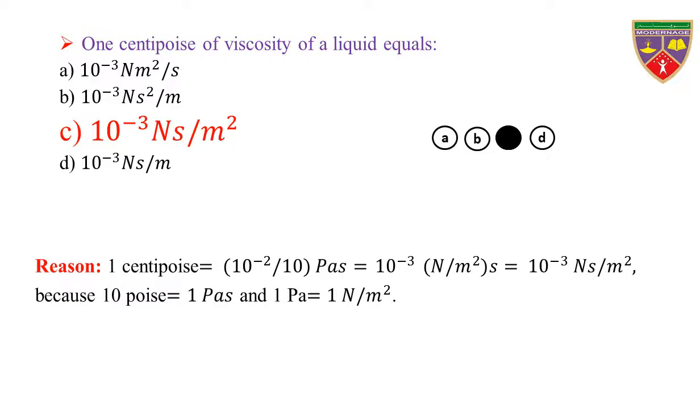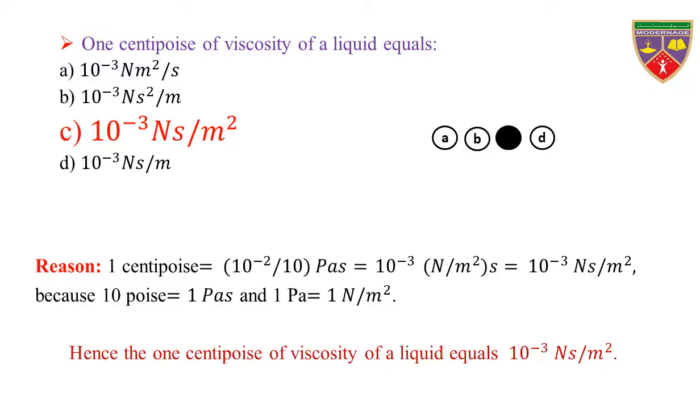Reason: 1 centipoise is equal to 10 power minus 2 poise, and 10 poise is equal to 1 Pascal second, so 1 centipoise is equal to 10 power minus 3 Pascal second, which is equal to 10 power minus 3 Newton per square meter second, which is equal to 10 power minus 3 Newton second per square meter, because 1 Pascal is equal to 1 Newton per square meter. Hence, 1 centipoise of viscosity of a liquid equals 10 power minus 3 Newton second per square meter.